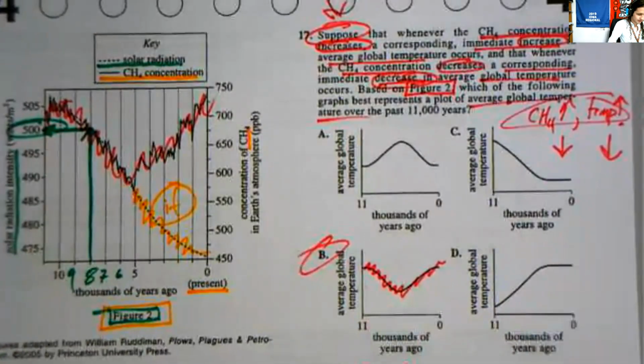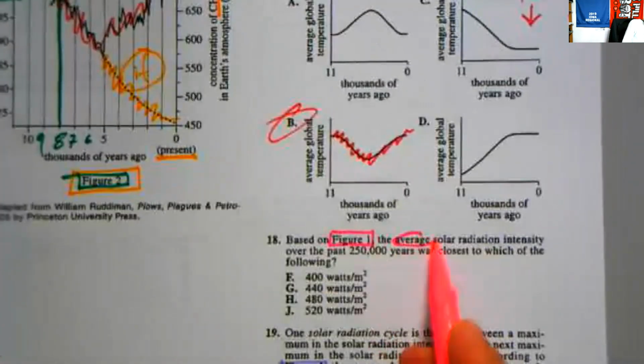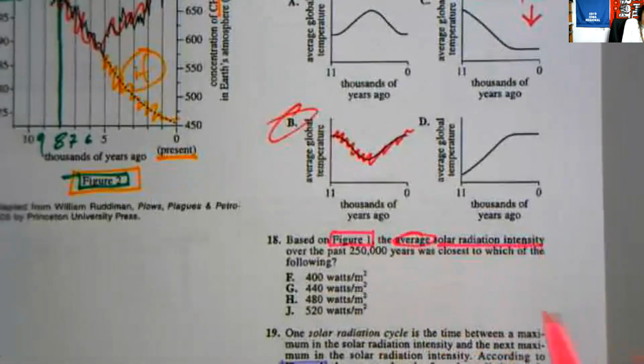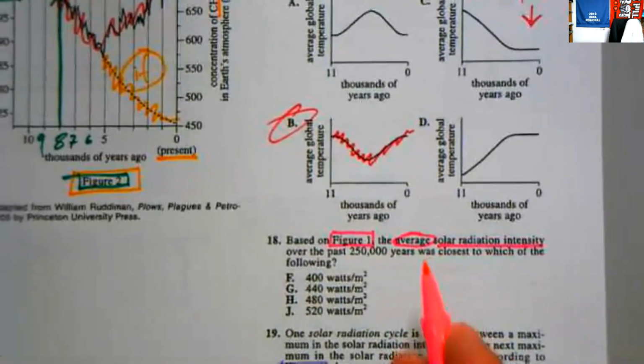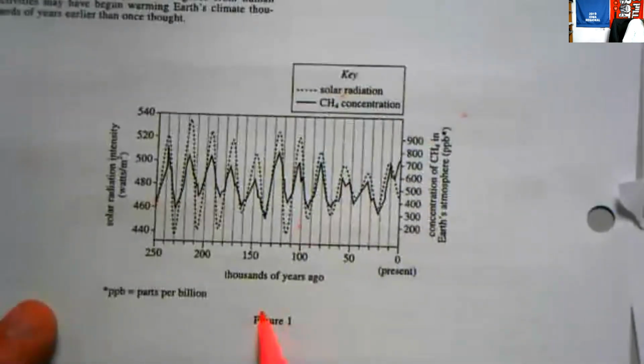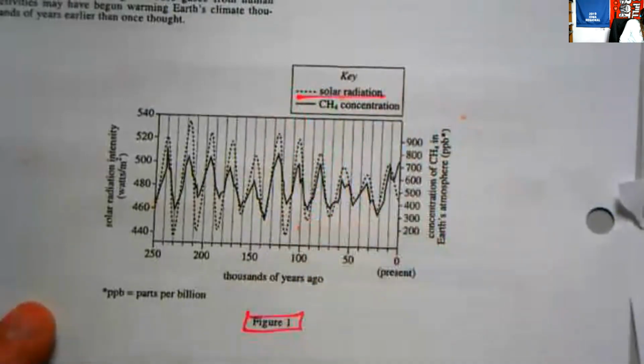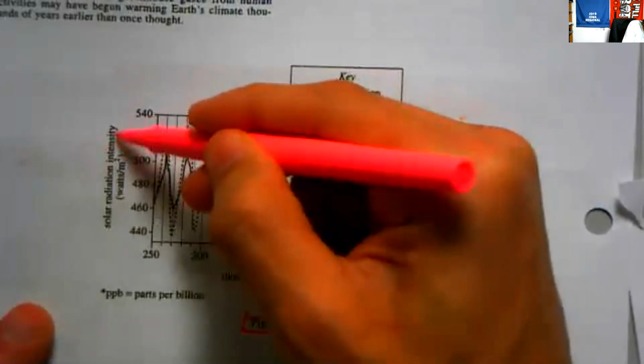Number 18, keep on working. Based on figure 1, the average, that's a mathy word, solar radiation intensity, that seems like a variable, over the past 25,000 years, we got closest to. So we've got to go back to figure 1. We haven't looked at that one before. It told me solar radiation intensity, so that's the dashed one. Solar radiation intensity is over here.